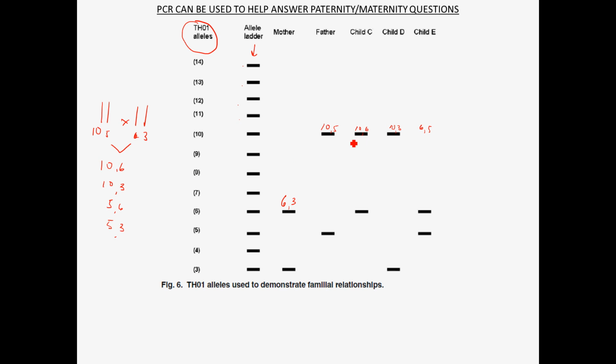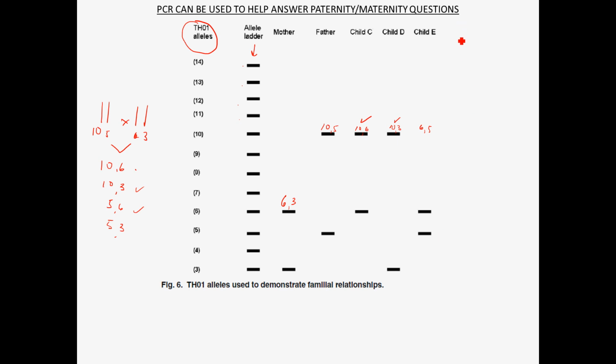So is this child C potentially an offspring of mother and father? Yes, there's the 10-6 right there. What about this child D, 10-3? Right, well, there it is right there. That's a possibility. What about this child E, 6-5? Can you get a 6 and a 5? The answer is yes. So right there. Are these children the offspring of this mother and father? Yes, they are.